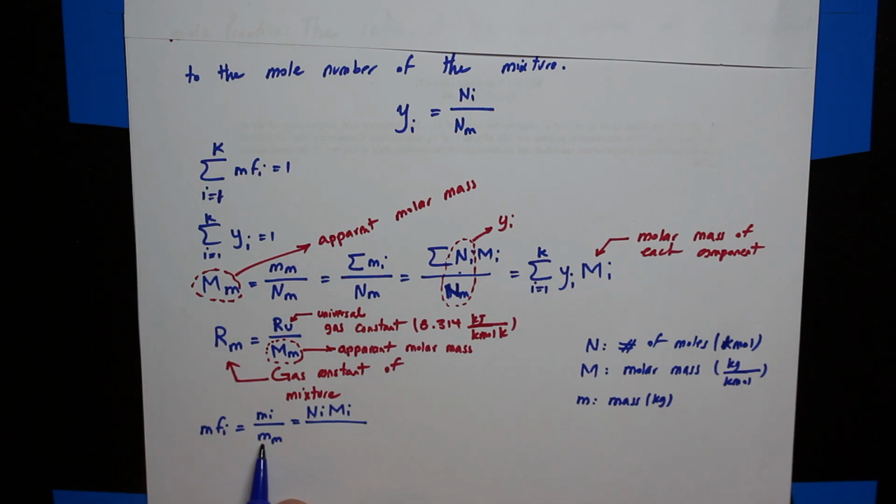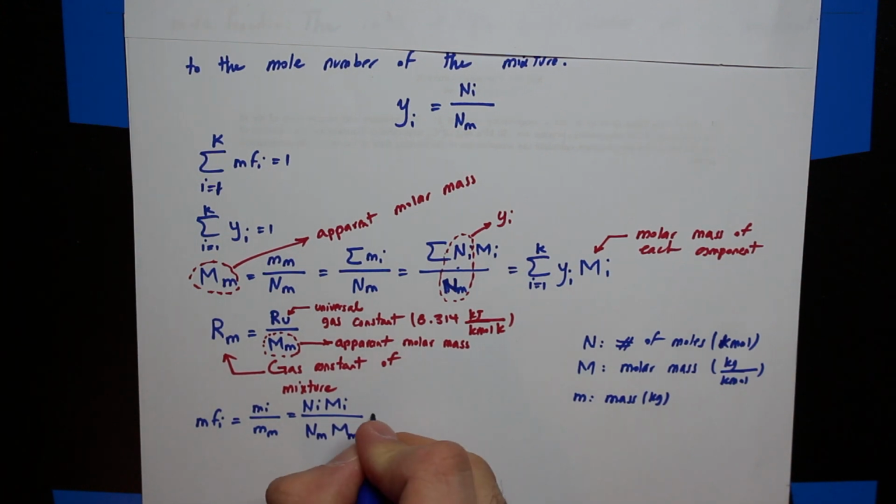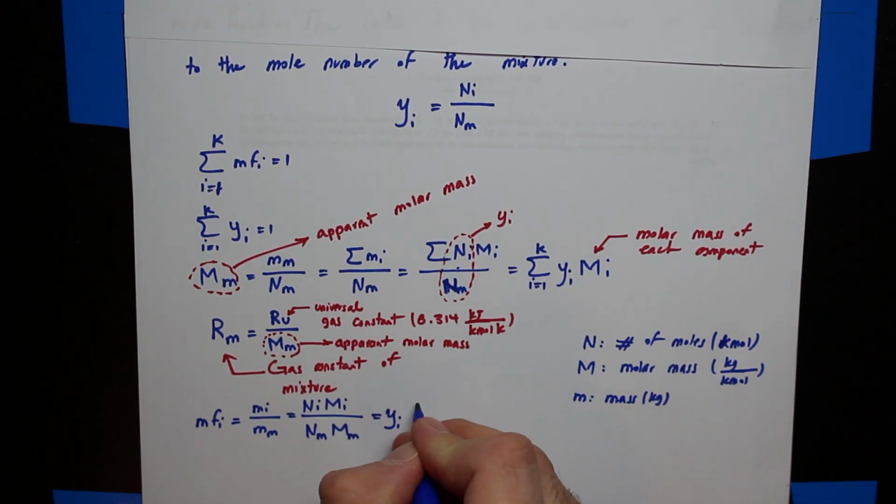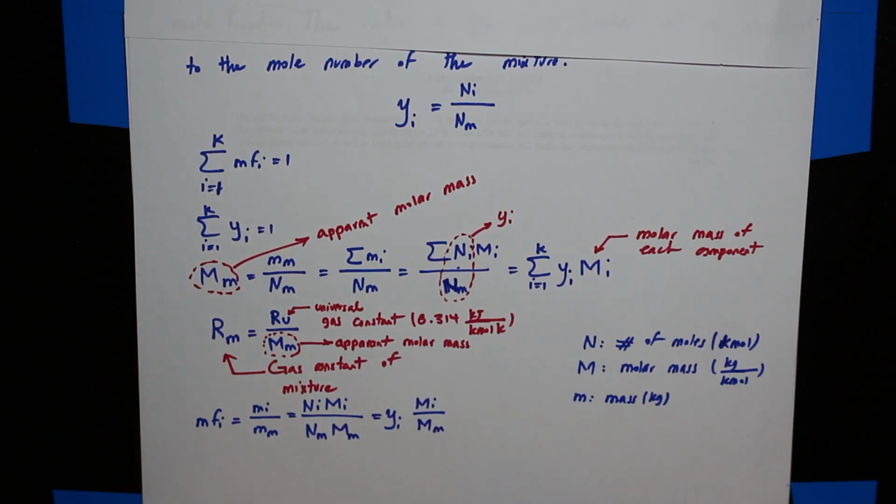So the mass of the mixture is written as the number of moles in the mixture multiplied by the molar mass of the mixture, and that is equal to y_i, the mole fraction, multiplied by M_i over M_m. If you're wondering where this y_i comes from, this is basically N_i over N_m.